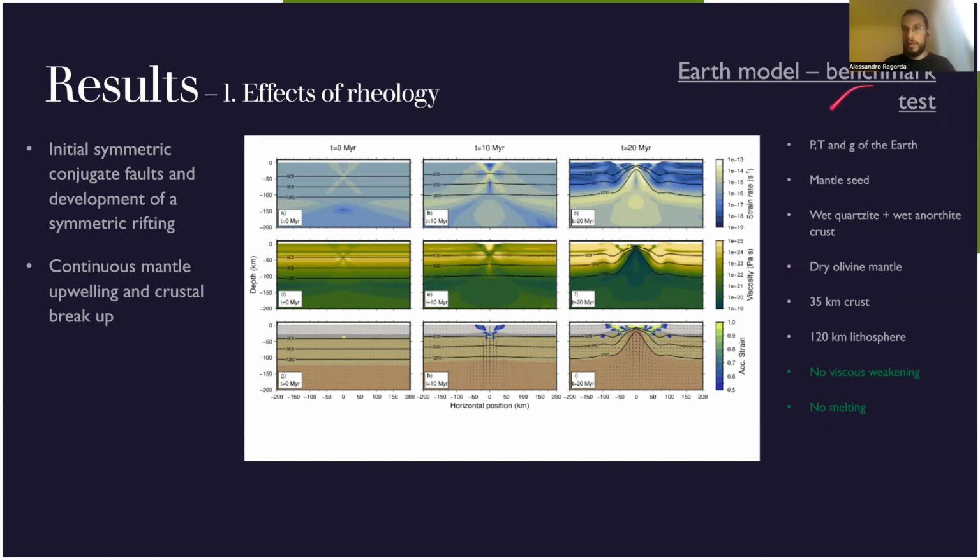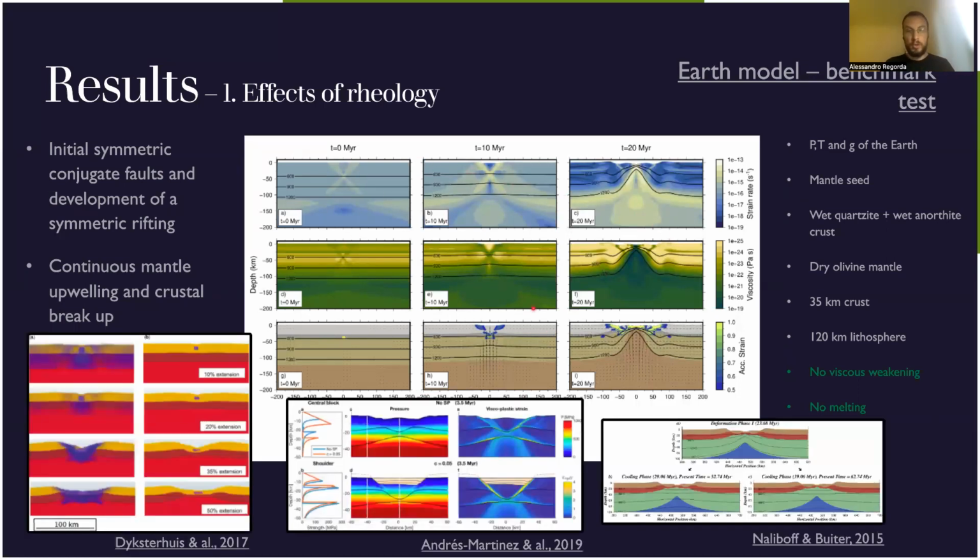So this is the case of the Earth conditions, there is no melting, just a very simple rifting for the Earth. So we can see initial conjugate faults, and it evolves in a symmetric rifting with upwelling of the crust, and there is no melting because we didn't implement it. But all is very symmetric, and this is very similar to what has been observed previously by other authors. So we can say that our code simulates correctly this kind of problem.